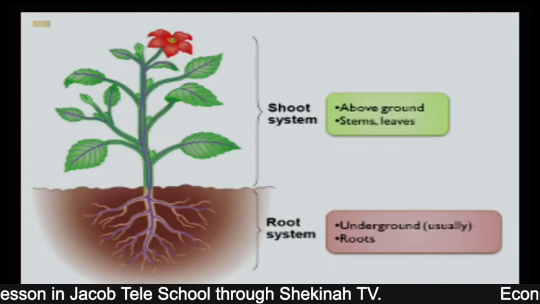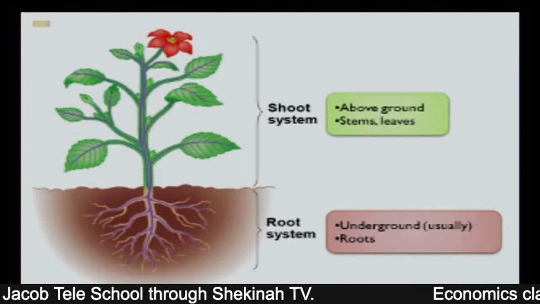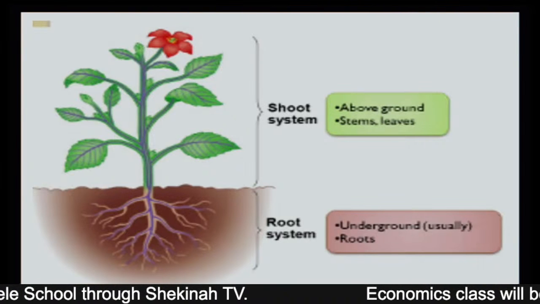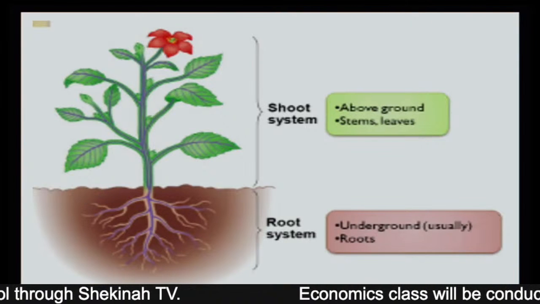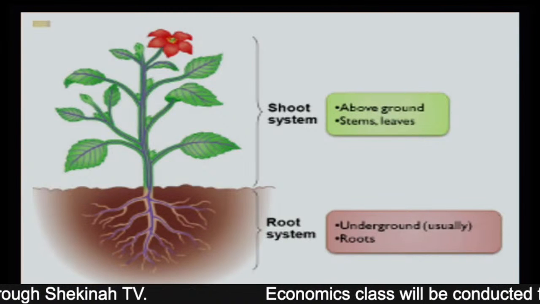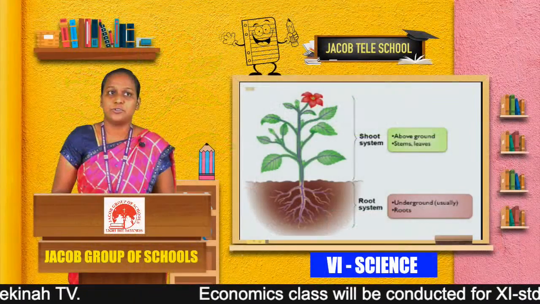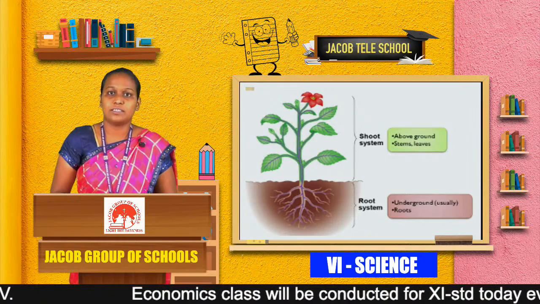What is the shoot system? The stem, leaves, flowers, all these we call the shoot system. There are two types of systems present in all flowering plants. What are they? Root system and shoot system. Root system means underground system, that is only the roots. Shoot system means it is above the ground. A stem and leaves are called a shoot system.